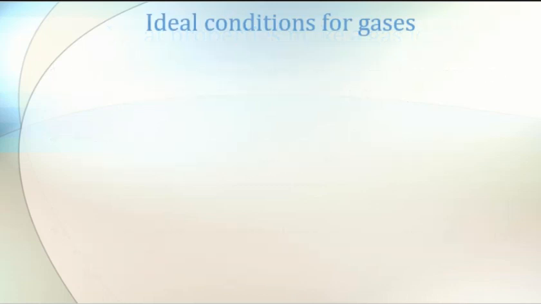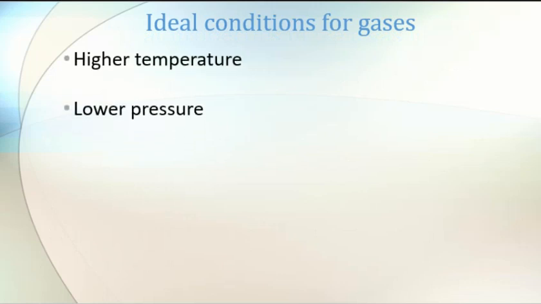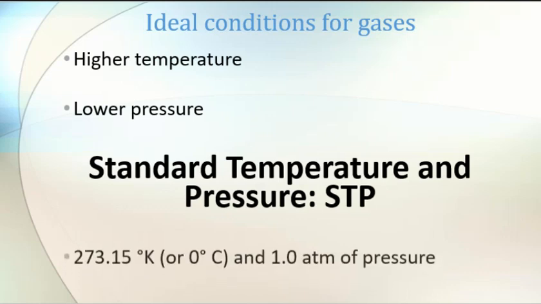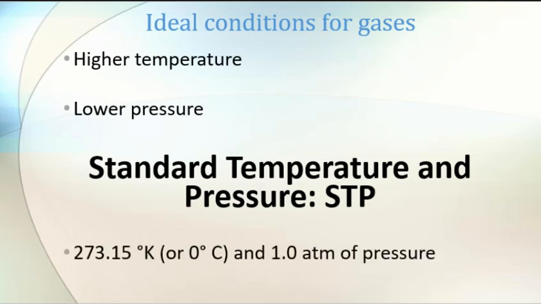All right, now the conditions for ideal gases. Higher temperatures are better, lower pressures are better, and we have something called standard temperature and pressure, STP. STP is important. We're going to encounter this again in another place, and it's going to be talking about something totally different. STP is for two things. At 273.15 K or 0 degrees C and 1 atmosphere pressure, that's STP.